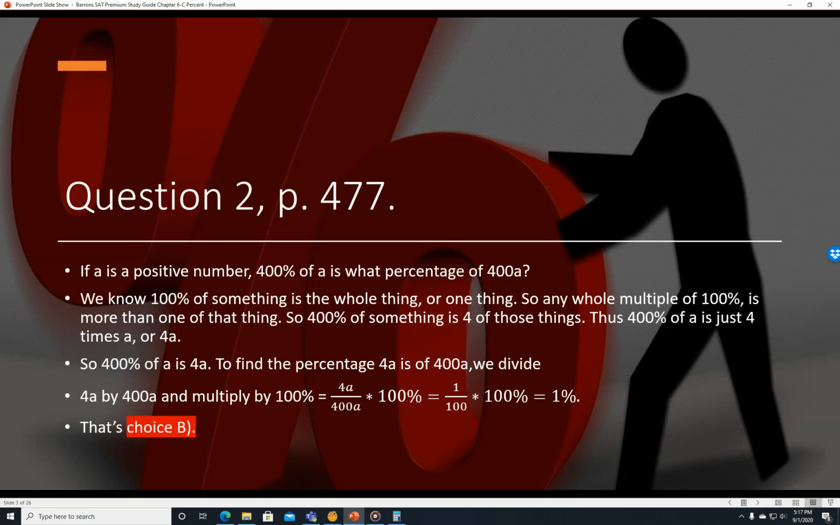So now that we know the 400% of A is 4A, to find the percentage 4A is of 400A, we just divide 4A by 400A and multiply by 100%. So we can see that the 4's cancel out, the 4 in 4A and the 4 in 400A. And the A's also cancel out, so that just becomes 1 over 100 times 100%, which is 1%, which is choice B.